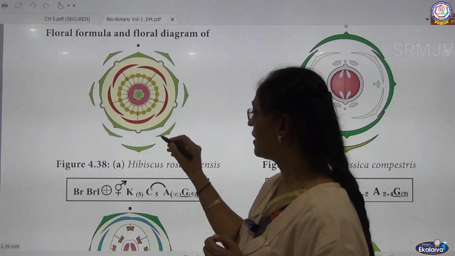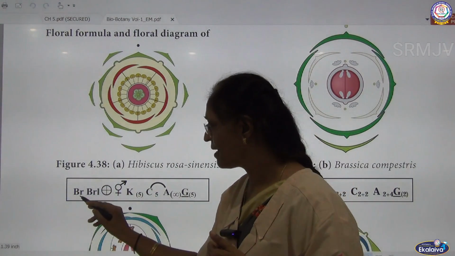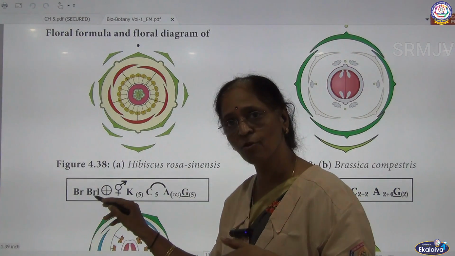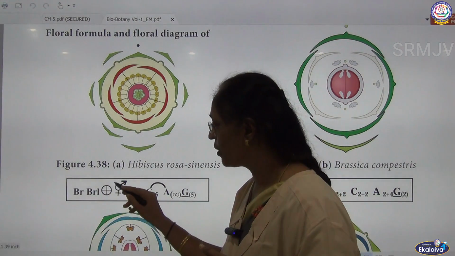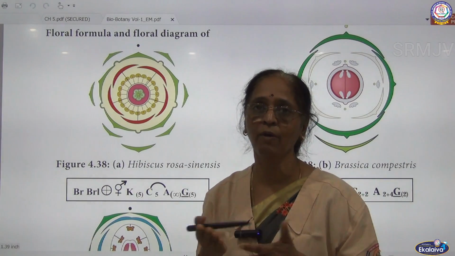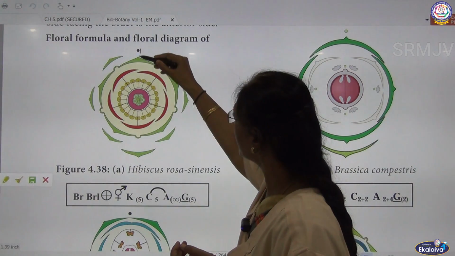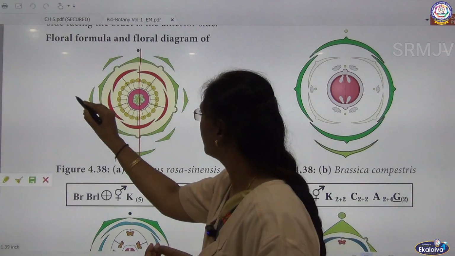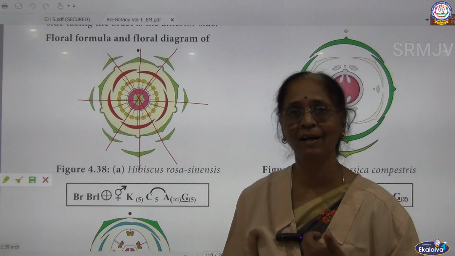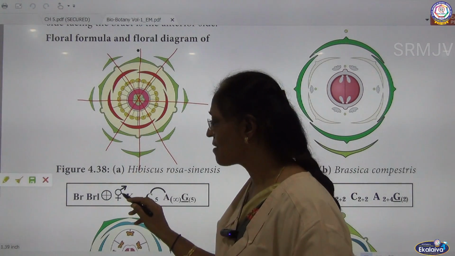Now, this is one floral diagram where you will find the floral formula. We said BR is what? Bracteate, so the flower is bracteate, and bracteoles are also there, so we are representing with BRL. Then what is this symbol? This symbol represents actinomorphic, that is, you can cut the flower into 2 equal halves at any plane. So you can cut this side or this side or this side, then you call it actinomorphic. So this is the symbol we use for actinomorphic, and this is bisexual.